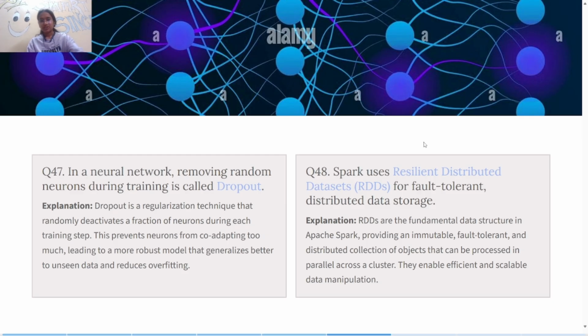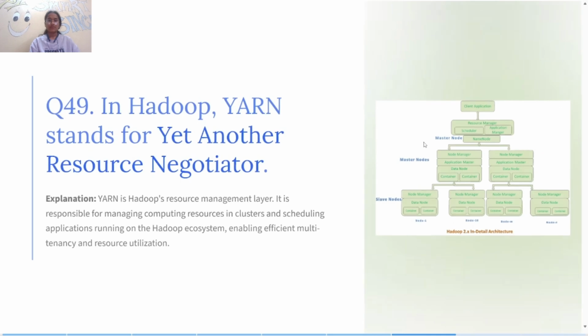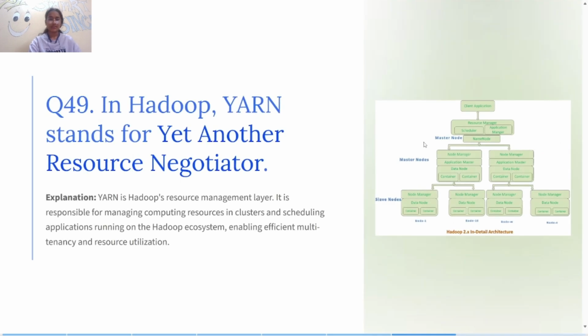Question number 48. Spark uses blank for fault-tolerant distributed data storage. The answer here is RDDs. RDDs are Spark's core data structure. They are fault-tolerant and stored across multiple machines. Question number 49. And I think here is the last question. Yeah, right. In Hadoop, YARN stands for, what's the full form of YARN?